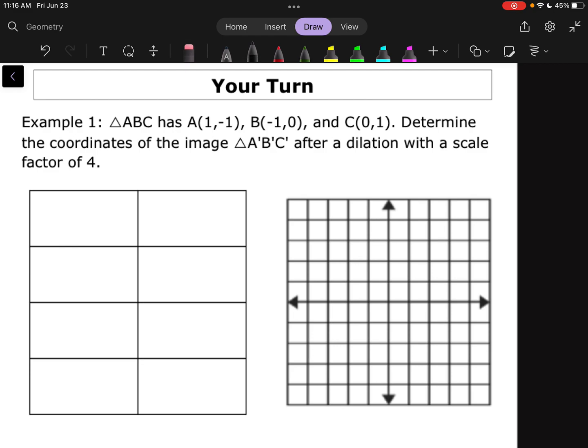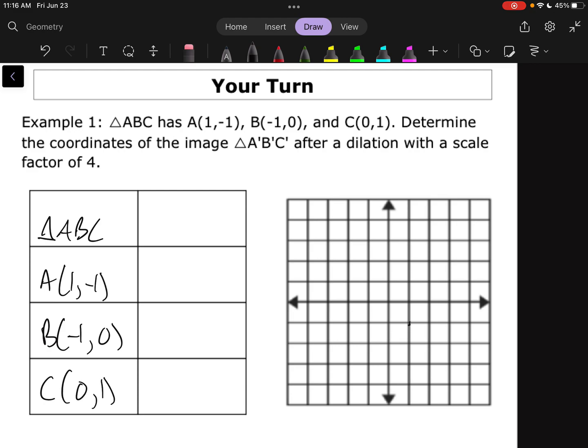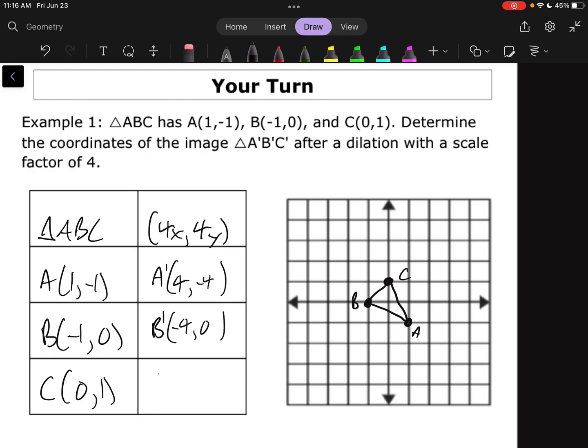All right, so for the first one here, A is at 1, -1, B is at -1, 0, C is at 0, 1. And if we're doing a scale factor of 4, that's 4x, 4y. So A prime should be at 4, -4. B prime should be at -4, 0. C prime should be at 0, 4. So you should have ended up with this gigantic triangle and a giant enlargement there.